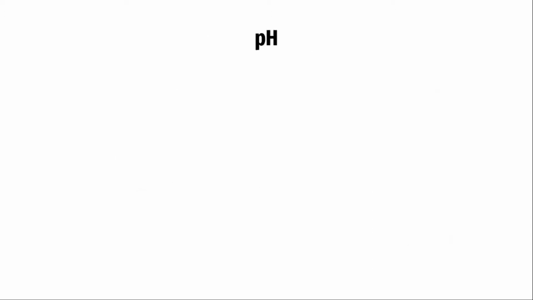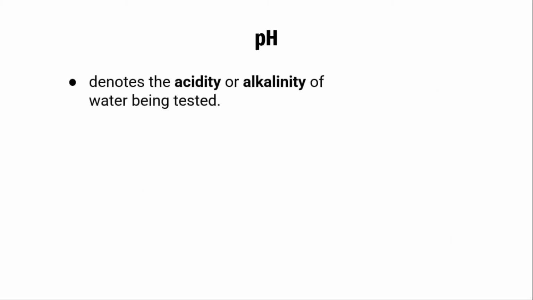pH denotes the acidity or alkalinity of the water being tested. Knowing the average pH level is extremely significant to the health of aquatic life. If a regular pH is not maintained, it can lead to the death of aquatic life, as some of these organisms are sensitive to changes in pH and a few of them may not be able to tolerate such changes.